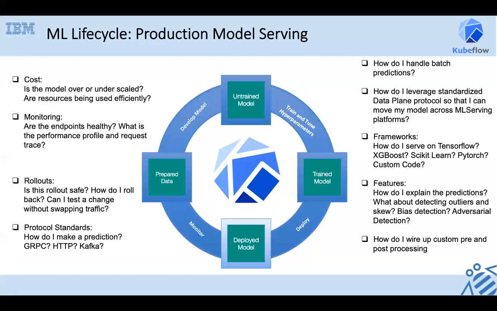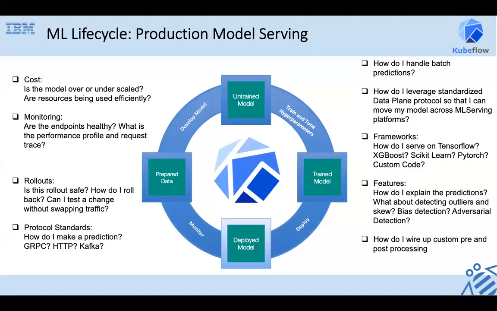Can you roll back? Can you incrementally increase traffic on your next version of the rollout, as you are ensuring everything is right? Now models are also deployed. You want to make sure, for the predictions, can it support multiple protocols: HTTP, gRPC, Kafka, right? And is the data plane standardized?